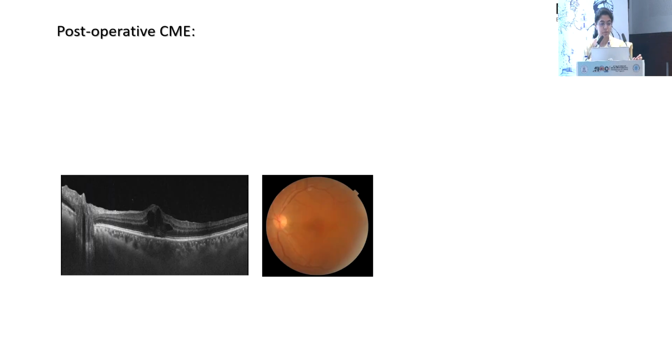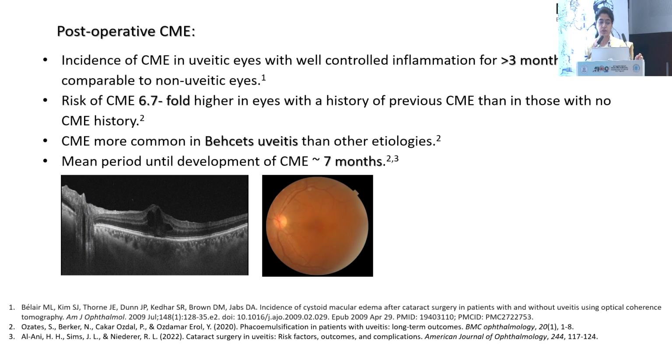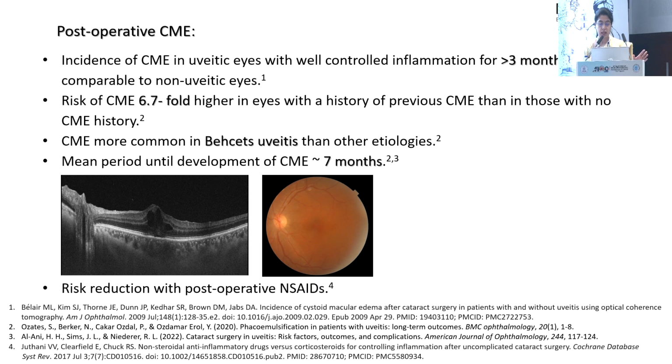Last 2 slides. Now, post-op CME: the incidence of CME in uveitic eyes with well-controlled inflammation for more than 3 months is comparable to non-uveitic eyes. The risk of CME is 6.7-fold higher in eyes with a previous history of CME. CME is more common in Behçet's uveitis, and the mean period until development of CME in these eyes is 7 months. The risk can be reduced by topical NSAIDs.